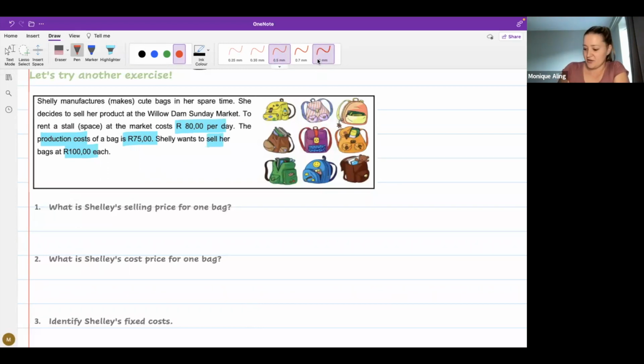Okay. So it's always important to just kind of figure this out before you deal with the questions. Then 75 Rand. What's the 75 Rand going to be? Remember, production costs is the same as manufacturing costs, the cost to make something. So that is our cost price. And then what about this 80 Rand over here? What do we call that?